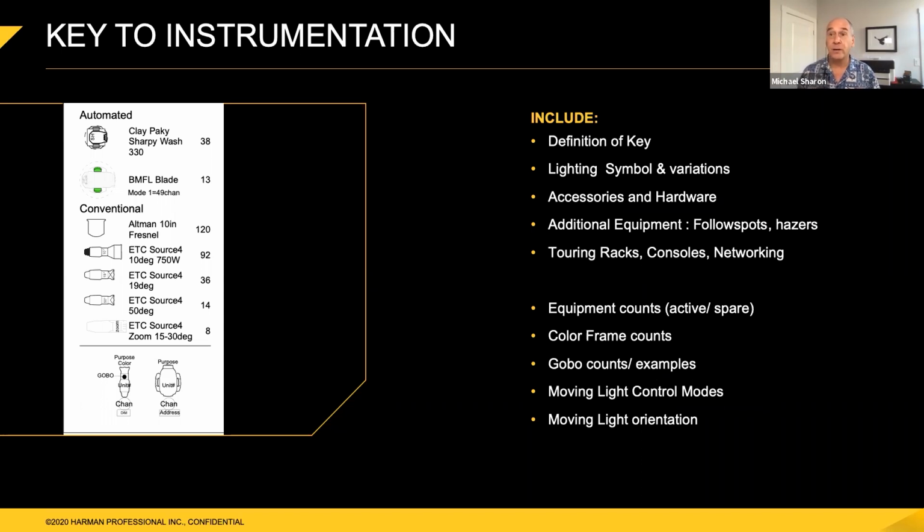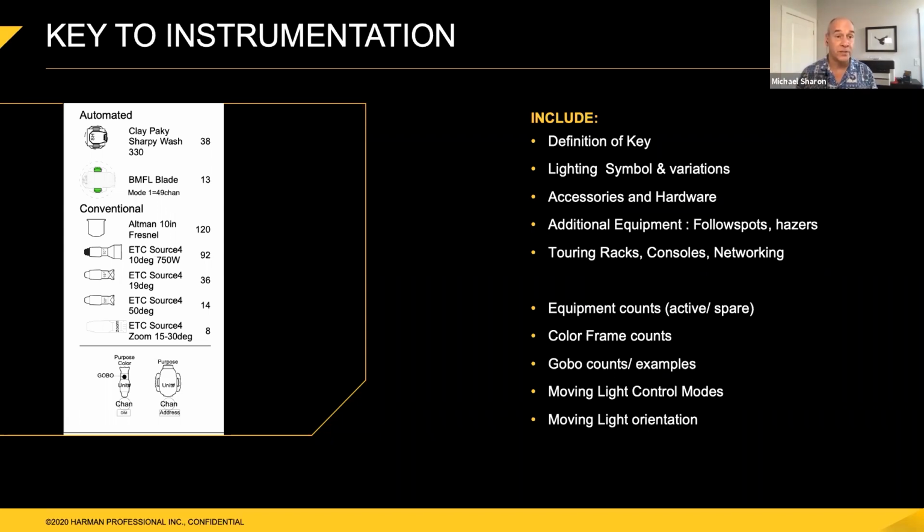And I always put modes in my key. If I have my BMFL blades, they're in mode 1. That way, when they're prepping it, they know that, oh yes, these are in these modes, these are in those modes. Again, more information, include it if it's necessary. That way you don't have to have somebody calling you up and saying, oh yeah, what's the mode for this? And of course, with moving lights, you need to say which way is front.